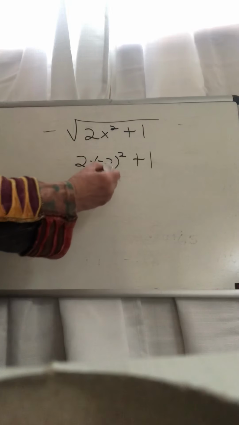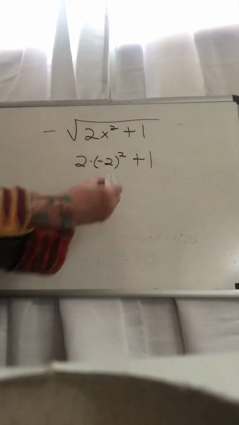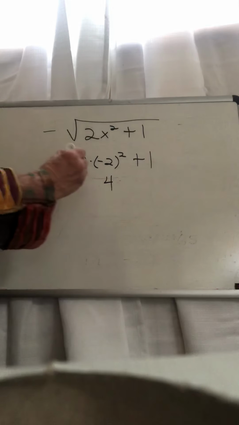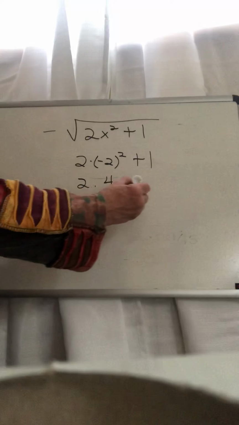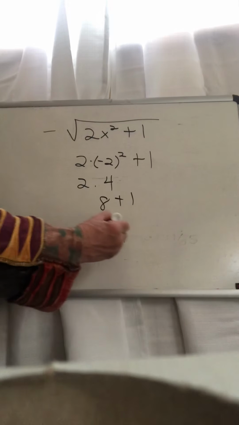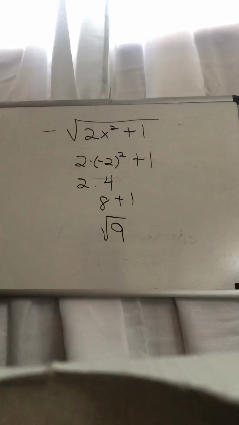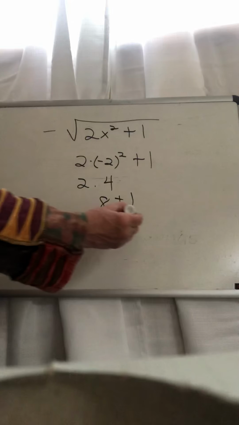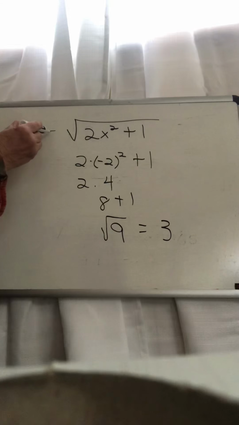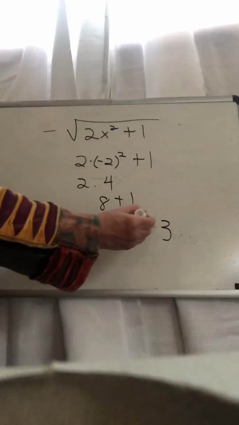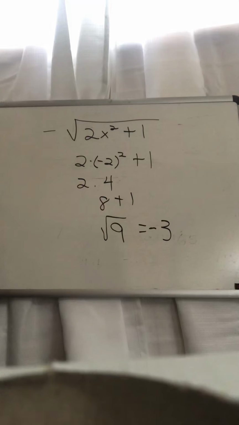Negative 2 times negative 2 is a positive 4. 2 times 4 is 8. 8 plus 1 is 9. So we're looking for the square root of 9, which is equal to 3. There's a negative sign outside of the radical, so we just attach that. So a negative 3 would be the answer to that one.